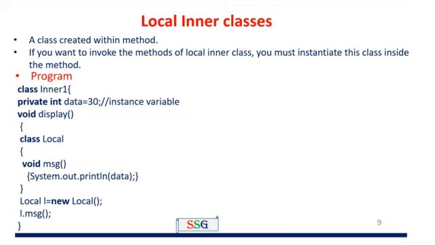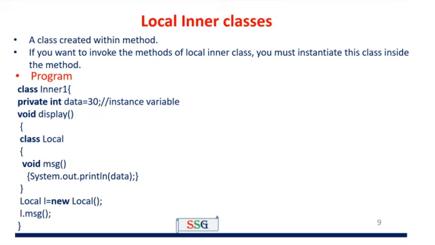Consider one example, class Inner1. Here Inner1 contains private int data = 30. It's a private integer variable. Then Inner1 contains one method, void display. Local inner class means a class is created within a method, so here the method name is display. Within the method I am going to create the new class, that is, class Local. The class Local contains only one method, void message, System.out.println, you print the value of data. Then the class definition is over.